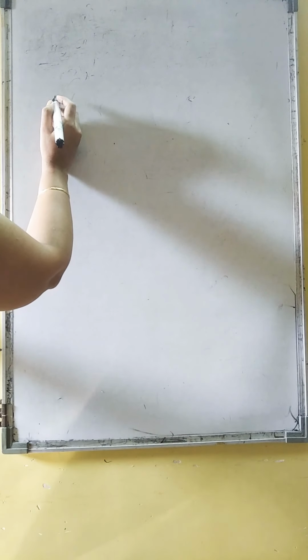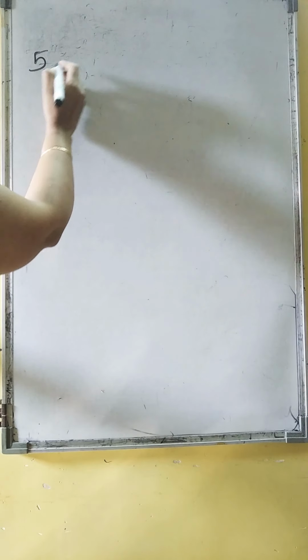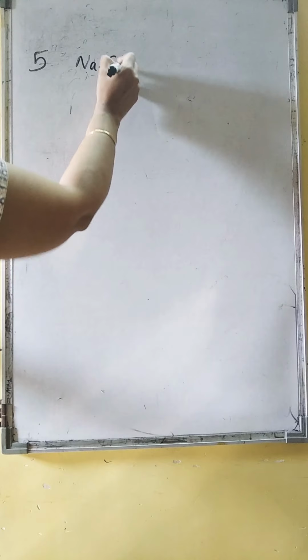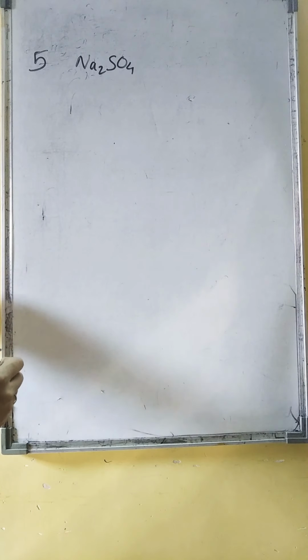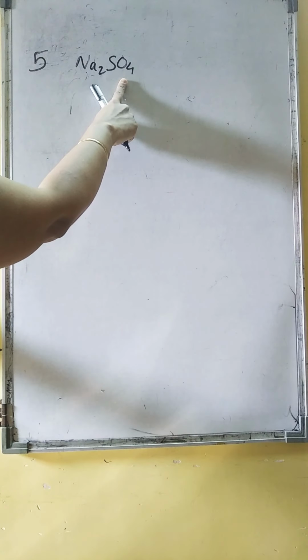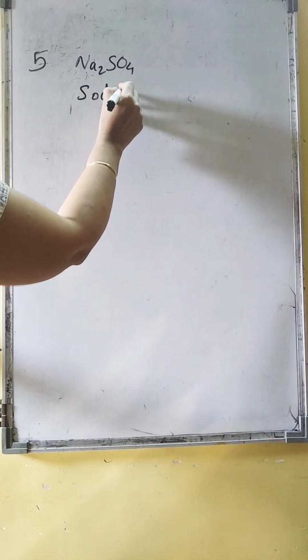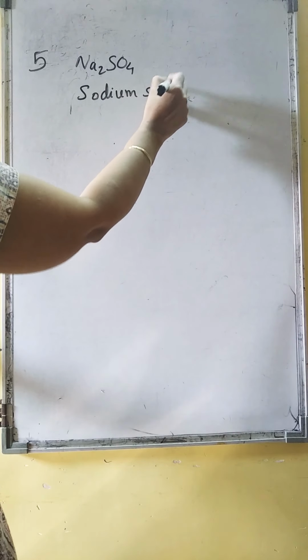So fifth question, question number 5. Write the names of the following compounds and deduce their molecular masses. So what is this exactly? You are going to write the name. You should know the name of the compound. So you have first one Na2SO4. Can anyone name it? What is it? Name. Sodium sulfate. Right? So write down sodium sulfate.